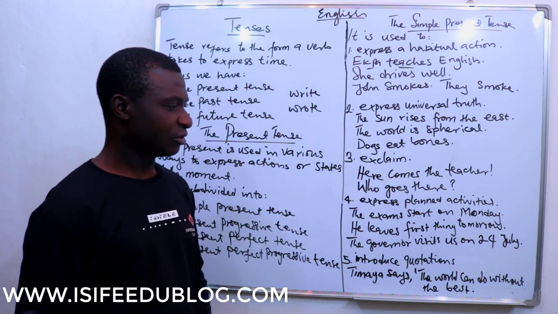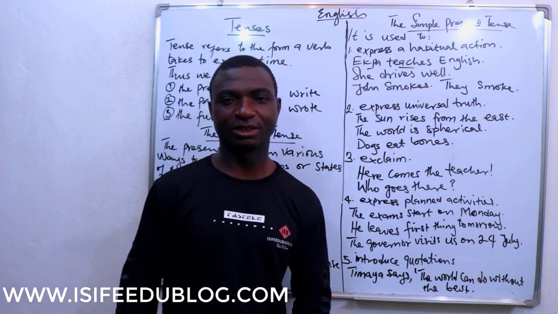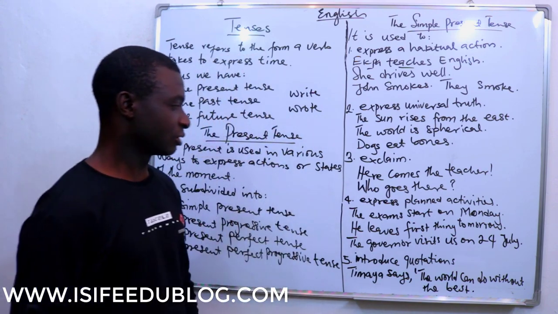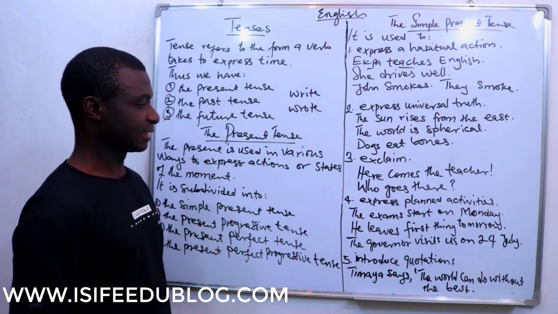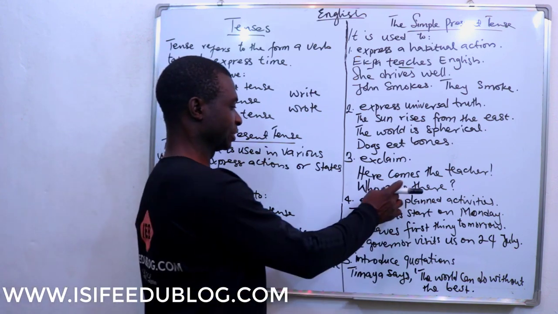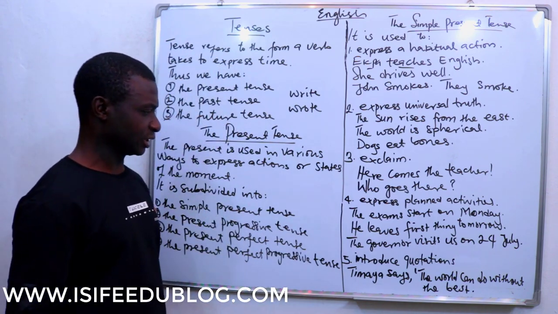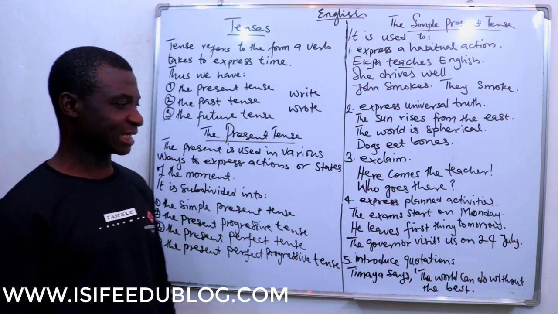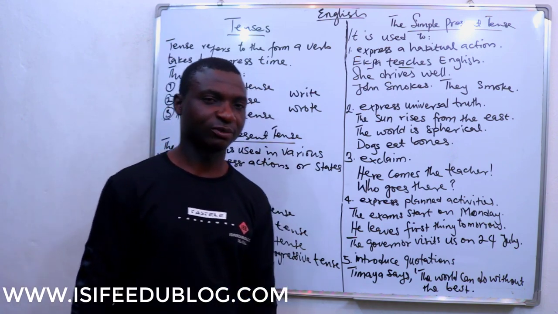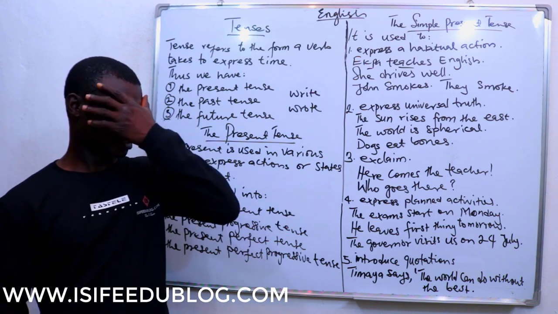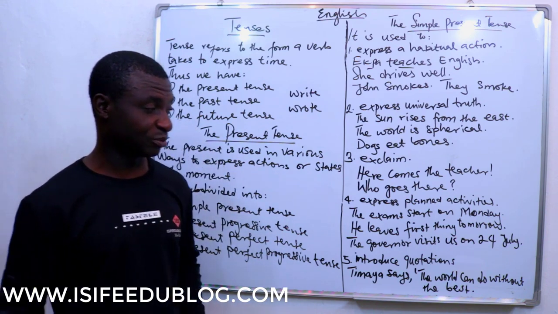Again, we have, who goes there? Security operatives usually ask such questions, especially when it is late. Who goes there? That's simple present tense in action. The fourth thing we do with it is to express planned activities, events planned to take place in the future. Could take this simple present tense.